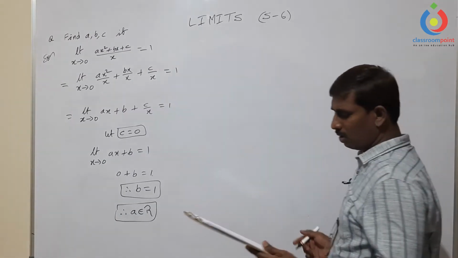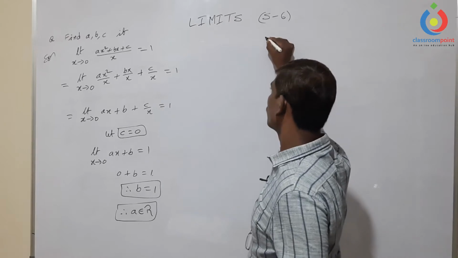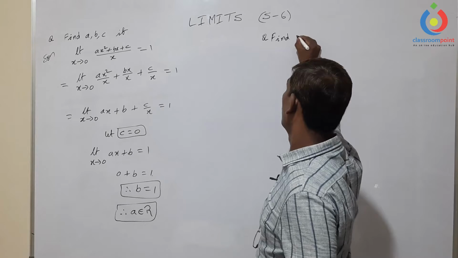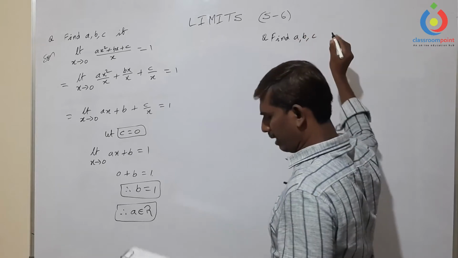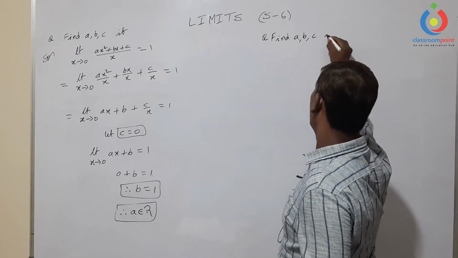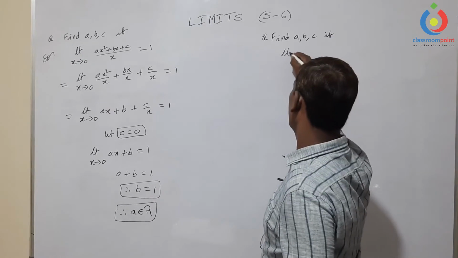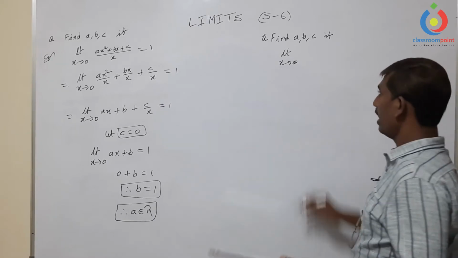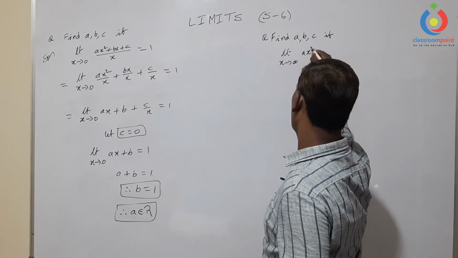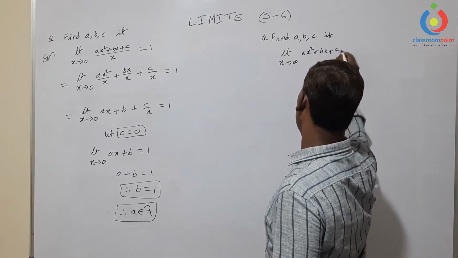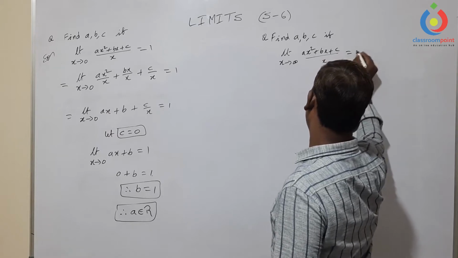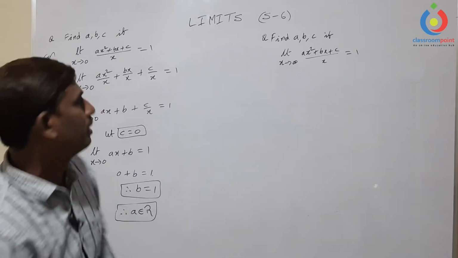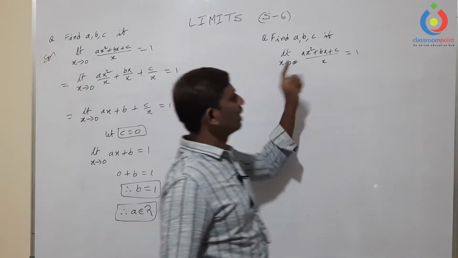One more example. Find a, b, c, if limit x tends to infinity now, (ax square plus bx plus c) by x is equal to 1. Same question, but the limit will be changed here. Here limit is 0, here limit is infinite.